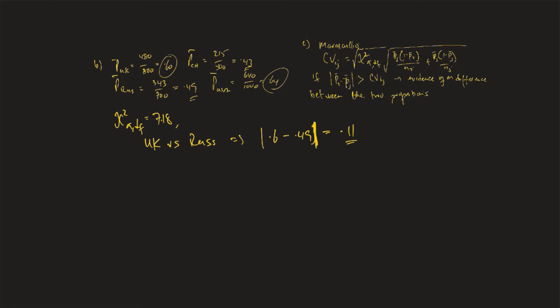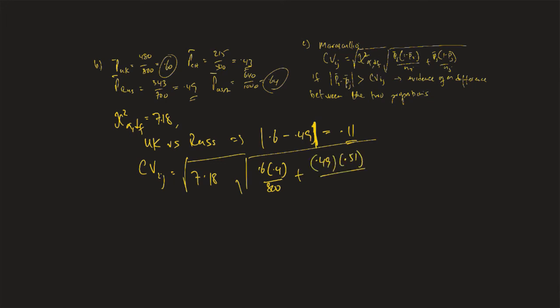Let's find the critical value. CV UK Russia, IJ, we'll call it CVIJ, is the square root of 7.18 times the square root of 0.6 times 0.4. And remember we had a sample size for the UK of 800, plus 0.49 times 0.51, and the sample size for Russia was 700. Let's see what that CV is equal to.